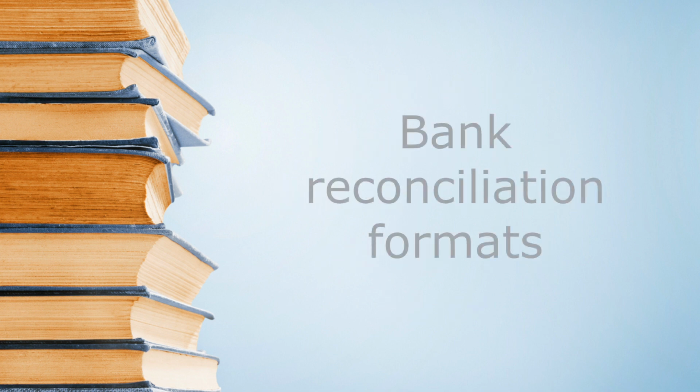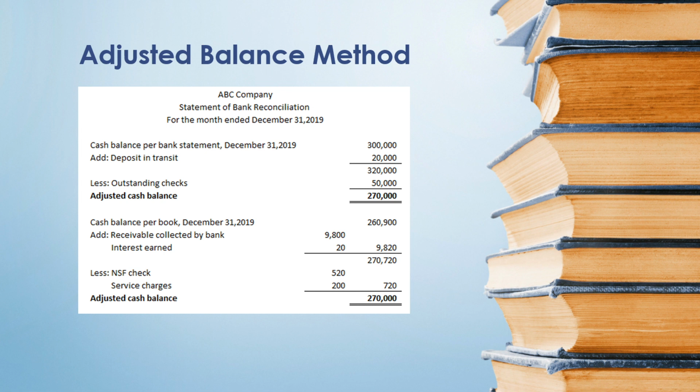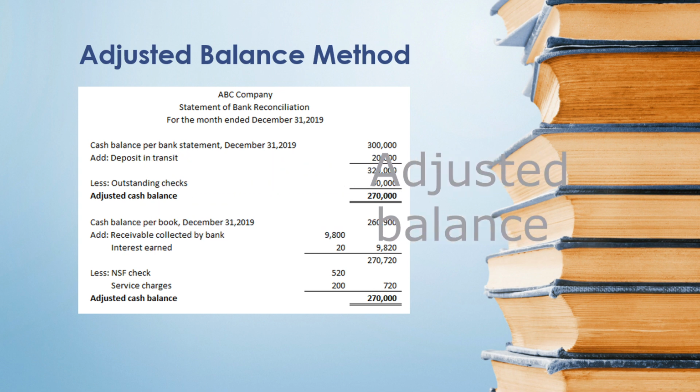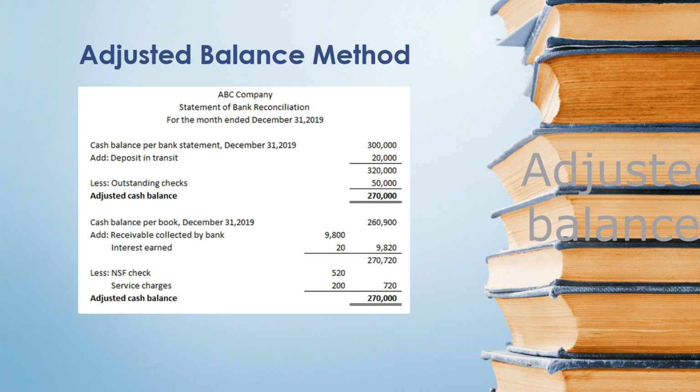The following formats may be used in reconciling the book balance and the bank balance. First is the adjusted balance method. Under the adjusted balance method, the book balance and the bank balance are brought to a correct cash balance that is to be presented in the balance sheet.